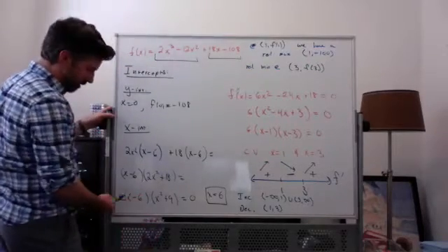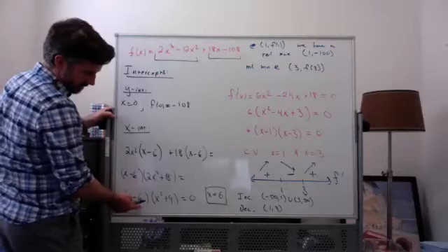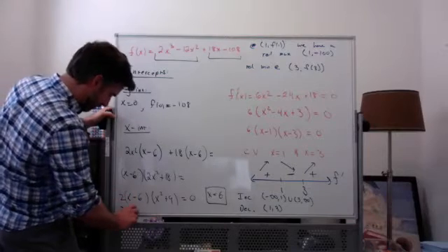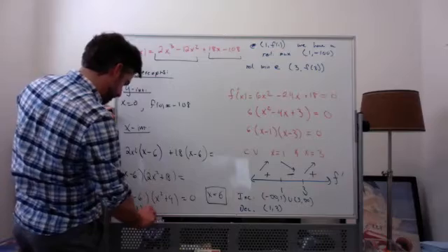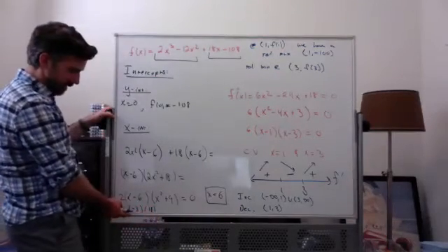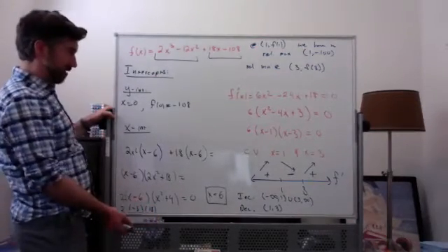Here it's a little easier. Plugging in 3, I get 2 times 3 minus 6 is negative 3. And 3 squared is 9, and plus 9 is 18. And 2 times negative 3 is negative 6, and negative 6 times 18 is negative 108.